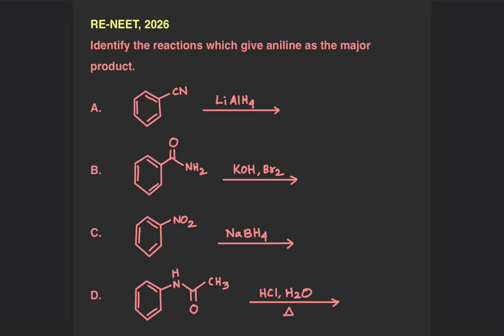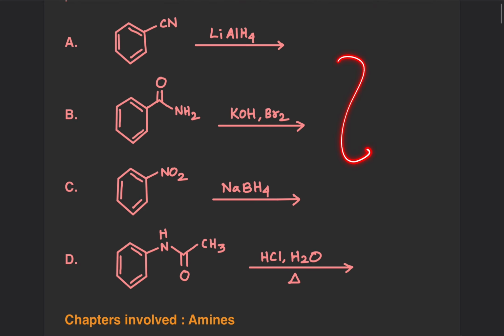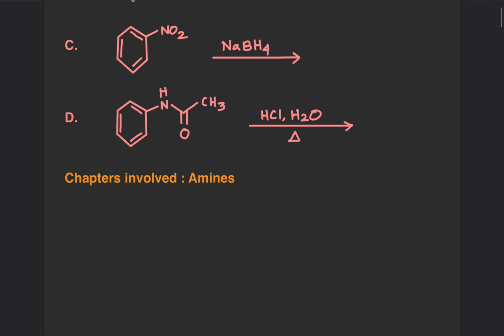Hello everyone. So this is a question from RE-NEET 2026. Identify the reactions which give aniline as the major product. Okay, so we have few reactions given to us. The chapter involved is amines. So let's look into the reactions one by one.